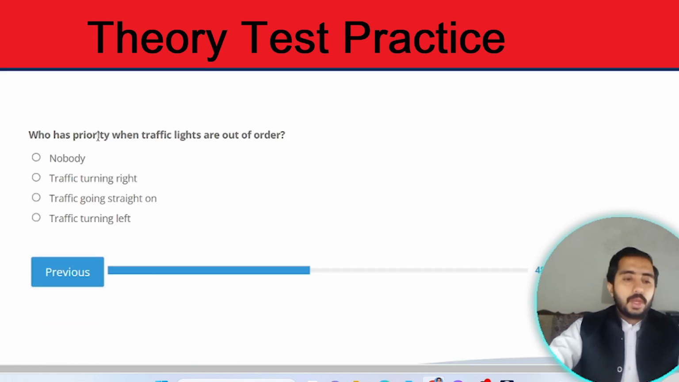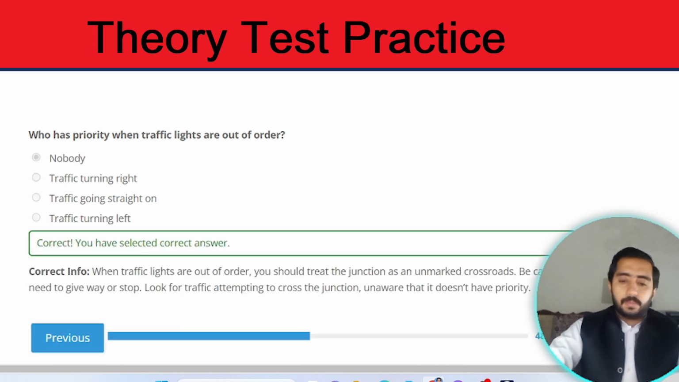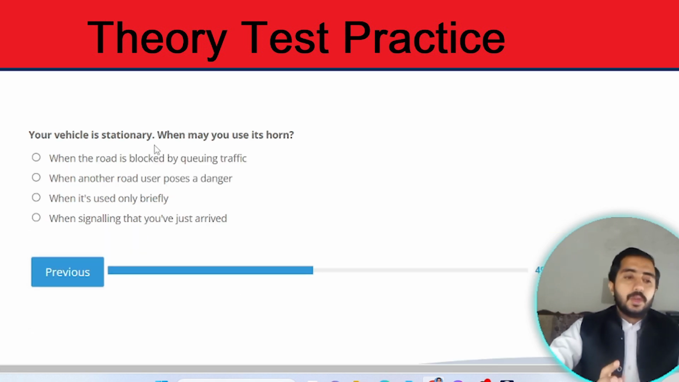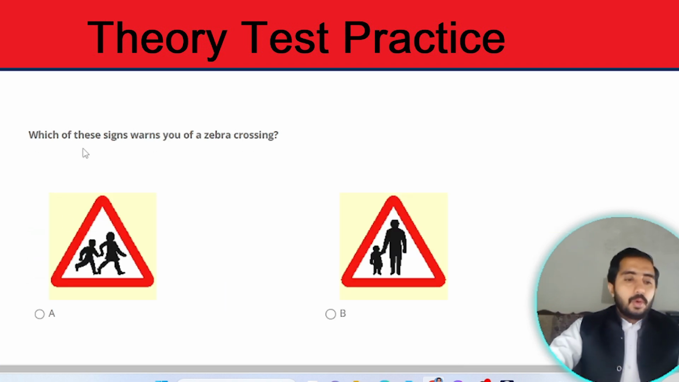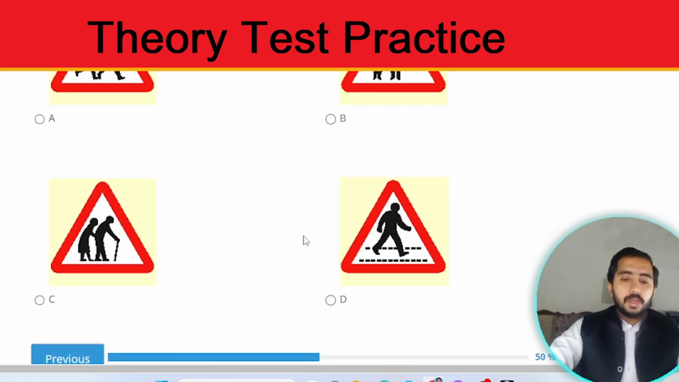Next, who has priority when traffic lights are out of order? When traffic lights are out of order, nobody has priority. Option A. Next one, when may you use your horn while your vehicle is stationary? The correct option is when another road user poses a danger. Option B. Which of these signs warns you of a zebra crossing? For zebra crossing, option D.